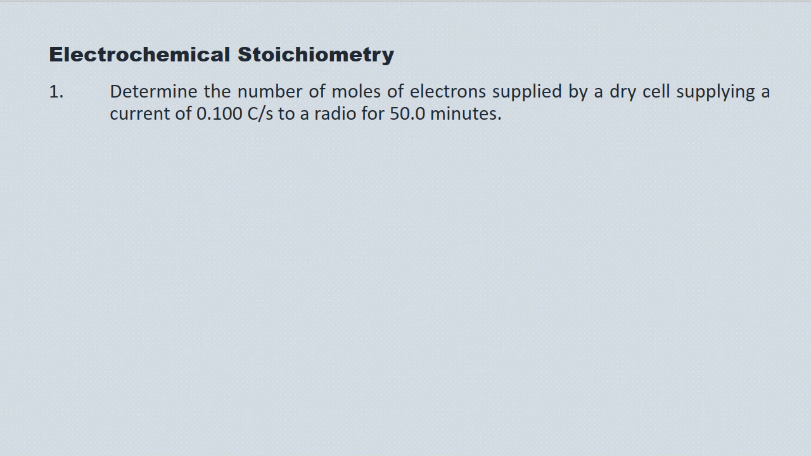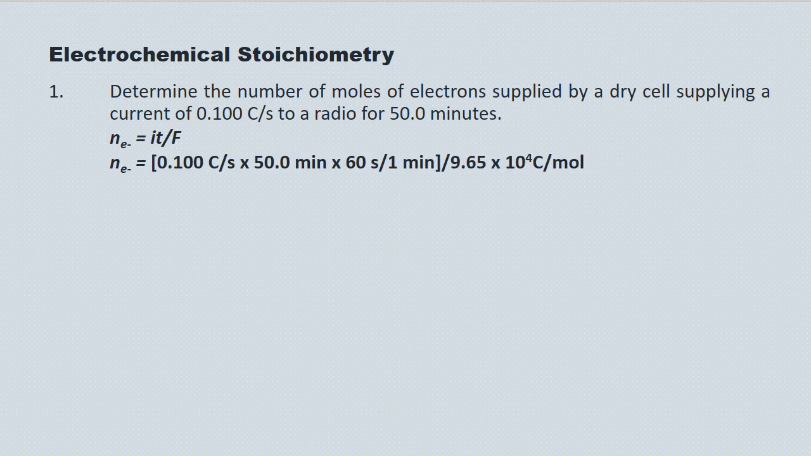First question: determine the moles of electrons supplied by a dry cell supplying a current of 0.100 coulombs per second to a radio for 50 minutes. As in all problems in this course generally, we start with our formula, n equals I t over F, and then we substitute into the formula.